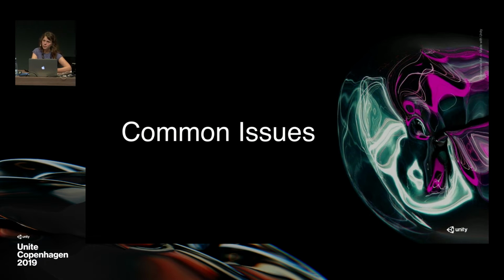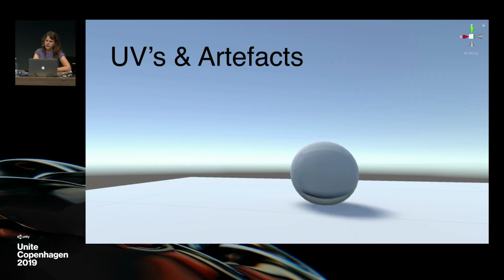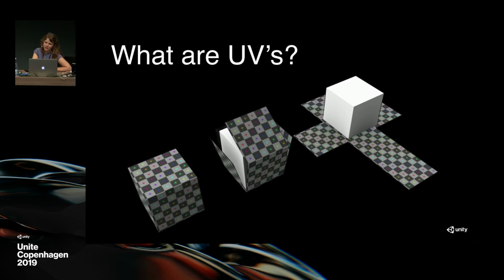And this brings us to common issues. First of all, we have UVs and artifacts. And here we have a nice smiling sphere. So what are UVs? This is basically the coordinates that we want to use when applying the textures onto the 3D object. So, of course, we're going to have some issues when we're going from a 2D space to a 3D space, because it's not always perfect. And that's when we basically get artifacts.